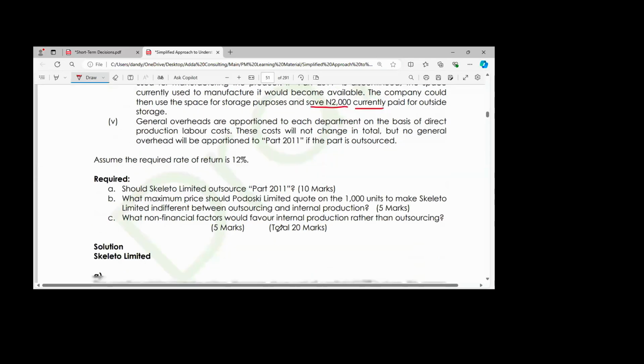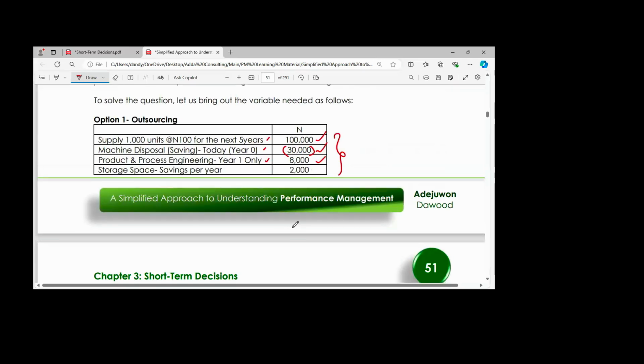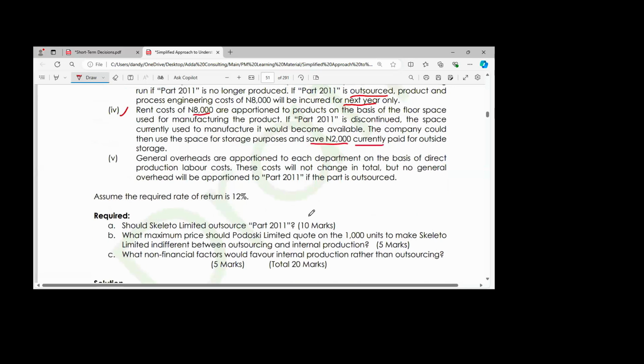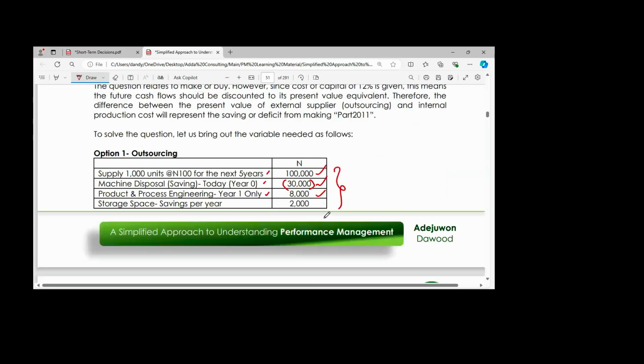Currently means per year. Look at what the examiner is telling you there: the company could then use the space for storage purposes and save 2,000 naira currently paid for outside storage. So you are saving it. That means year one 2,000, year two 2,000, year three, up to year five. So the company will save the 2,000 naira. Again, you put this one in brackets because it's a saving. What you are doing is cost, so when you have a saving, you have to put it in brackets. That saving is for year 1 to 5.